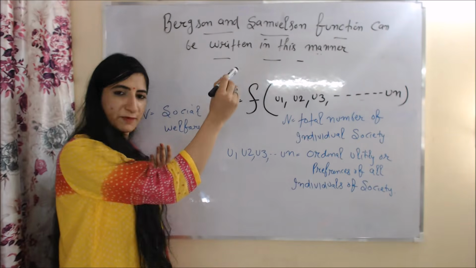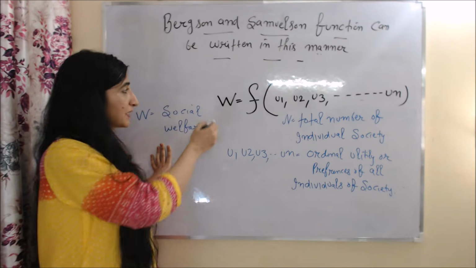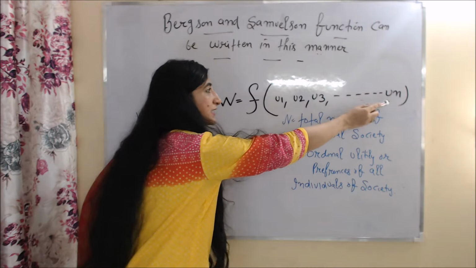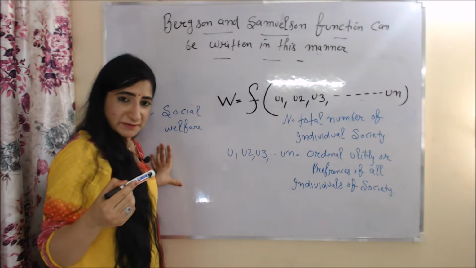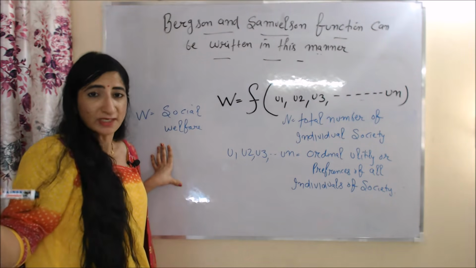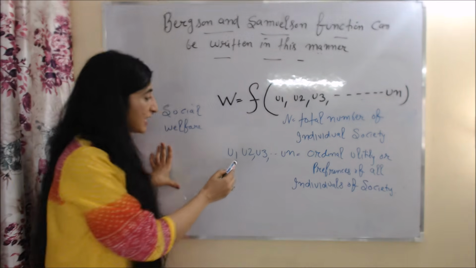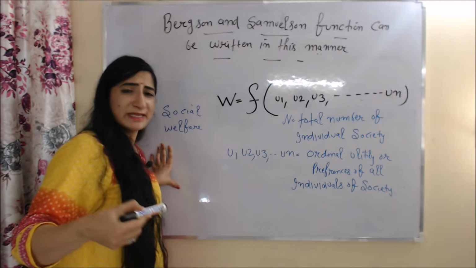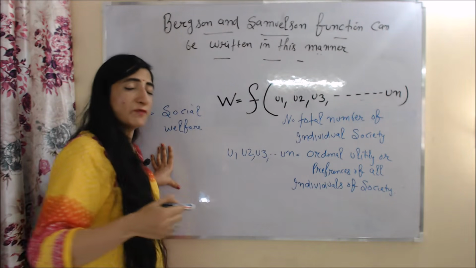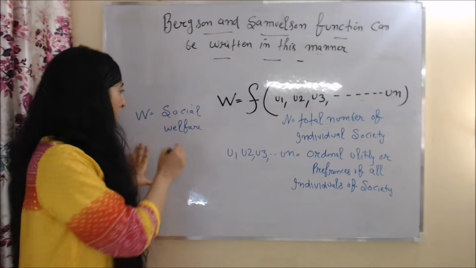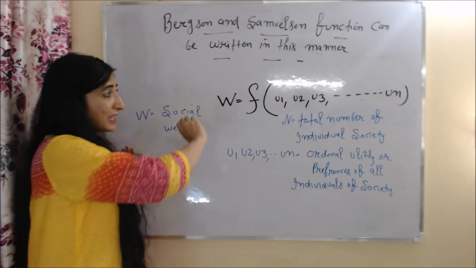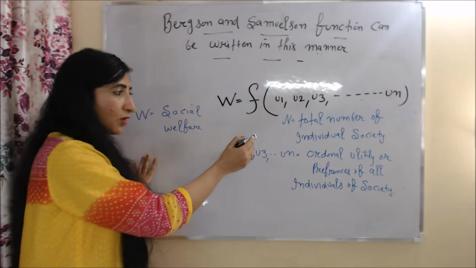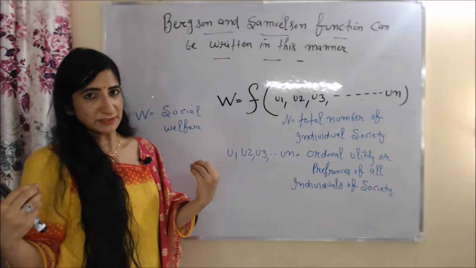Bergson and Samuelson function can be written in this manner. W is function of U1, U2, U3 till Un. Here n is total number of individuals of society. And U1, U2, U3 till Un is ordinal utility, or we can say ordinal preferences of all individuals of society. And W is social welfare. This equation basically shows social welfare is function of ordinal preference of all individuals of society.